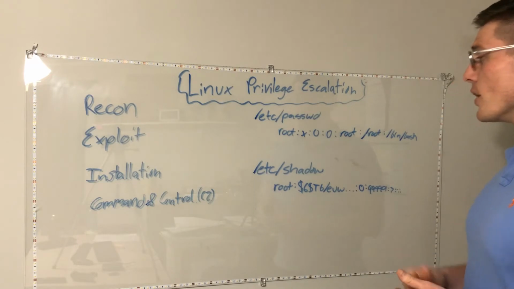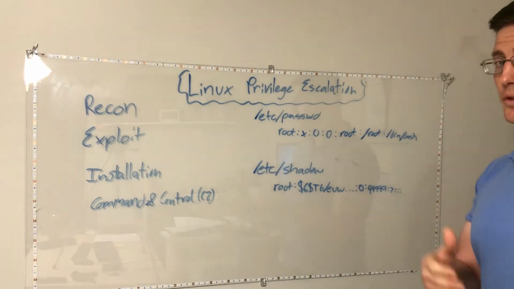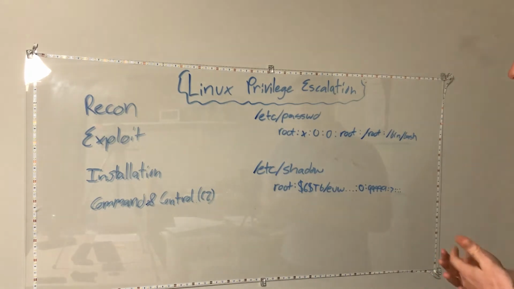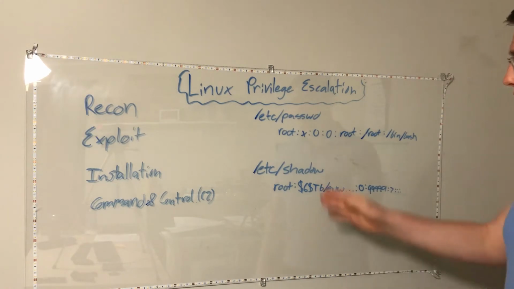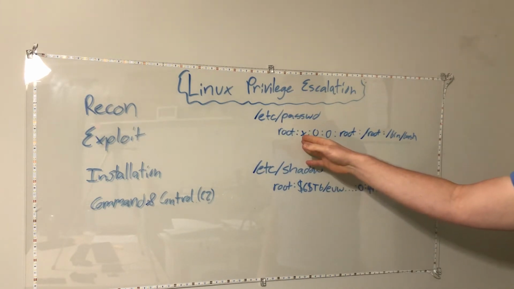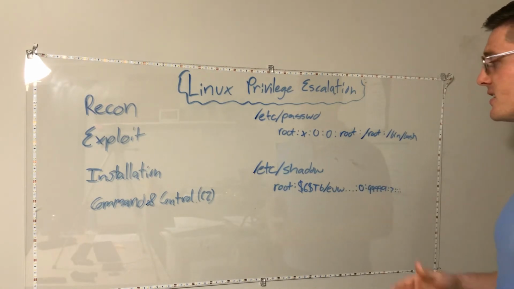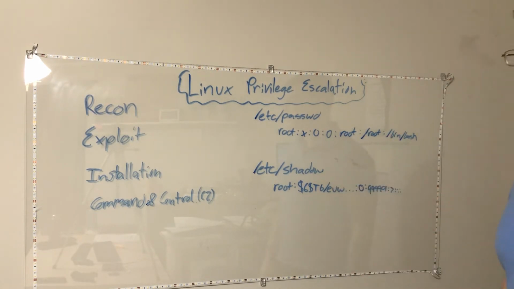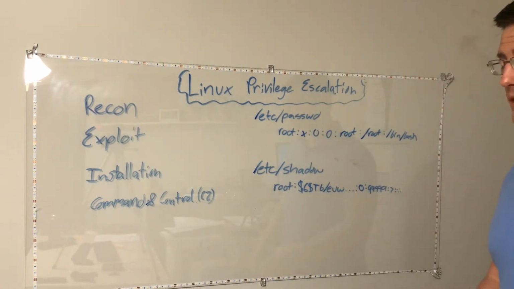And so there are a couple different fields associated with each user or service, but the main one we're concerned about is going to be the second field. So this field either can have a bunch of random letters and numbers, or it can have an X. And if it has an X, then the information is actually stored in a separate file. But if it has information there, then that is the password.